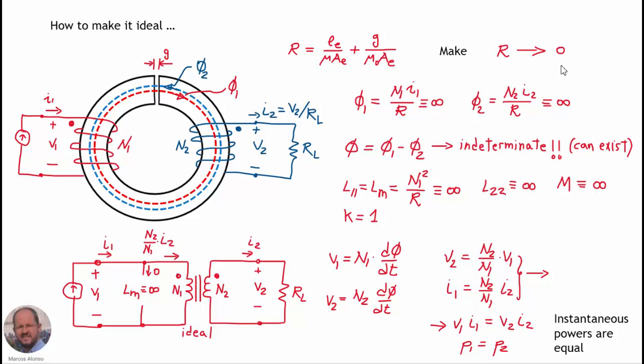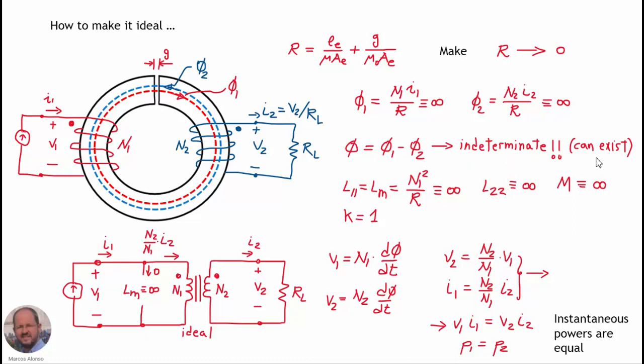If the reluctance is almost 0, the flux generated by the primary is going to be almost infinite, because any current circulating through the primary winding is going to create an almost infinite flux. Same thing happens in the secondary, where the flux created by the current through the secondary opposes the flux created by the primary. But note that the total flux in the core is the difference between them. So the total flux would be infinite minus infinite, which is an indeterminate value.